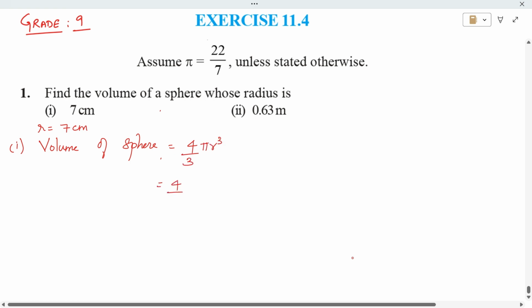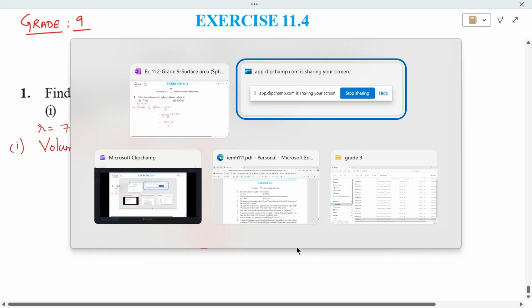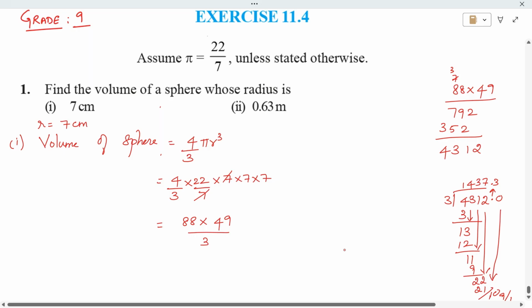So I have to keep pi as 22 by 7, okay, into r is 7 times 7 times 7, because it is cube, right? So 7 and 7 get cancelled by 1 time, and is there any possibility to cancel? No, right? So 4 times 22 is 88, and 7 times 7 is 49 divided by 3. So multiply 88 times 49 and then divide by 3. So check your calculation here. So 88 times 49 is 4312 divided by 3.